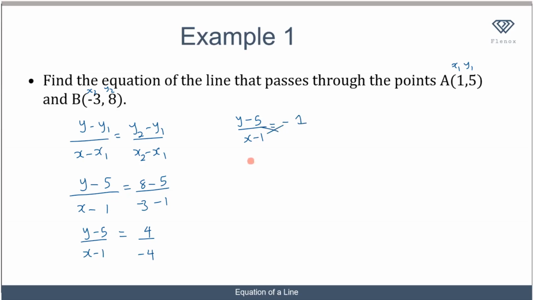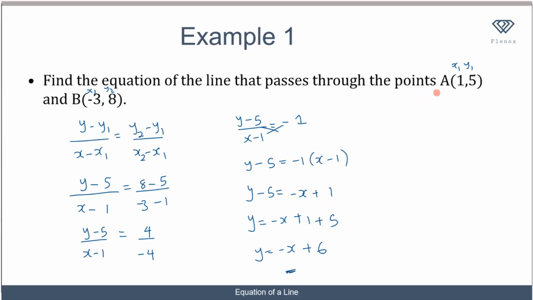If I cross multiply, I have y minus 5 is equal to minus 1 times (x minus 1). And what does that give me? I have y minus 5 is equal to minus 1 times x giving minus x, and minus 1 times minus 1 gives me plus 1. So if I bring this minus 5 to the other side, I have y is equal to minus x plus 1, then this becomes plus 5. And I have y is equal to minus x plus 6. So the equation of the line that passes through point A and B is given as y is equal to minus x plus 6.